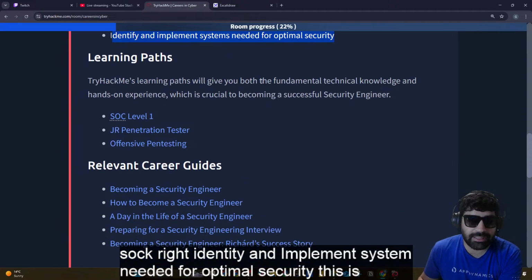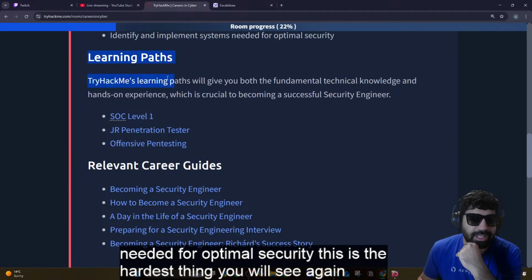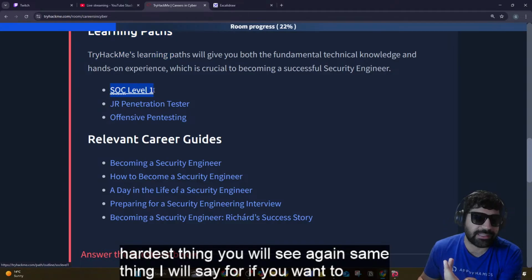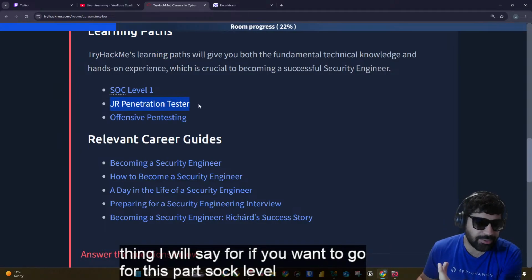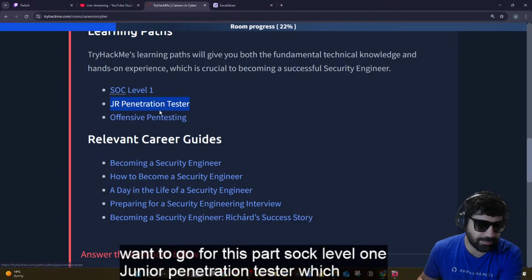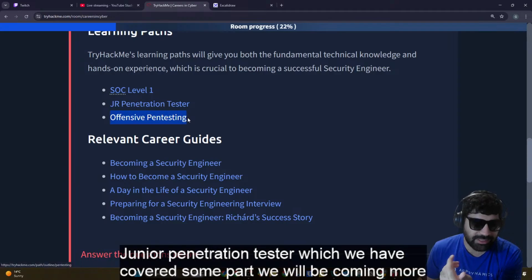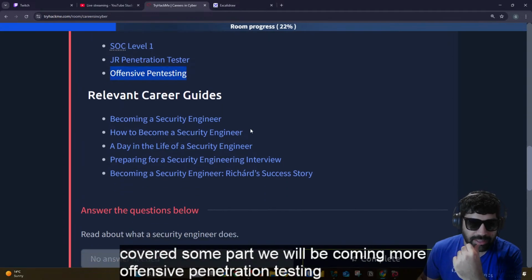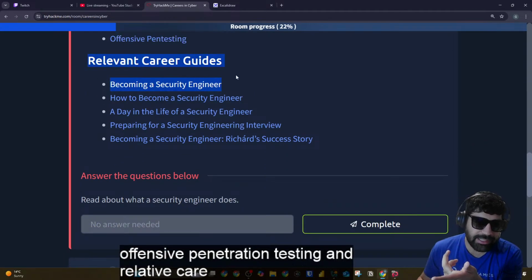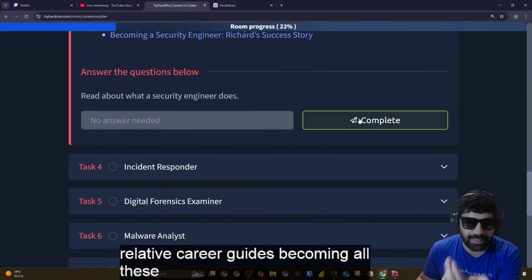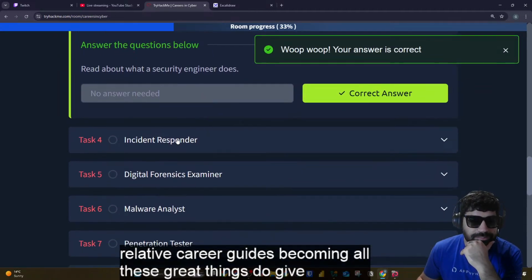This is the hardest thing you will see. Again, same thing I will say, if you want to go for this part, SOC level 1, junior penetration tester, which we have covered some part, we will be covering more. Offensive penetration testing. Ooh, I like that. And relative career guides, becoming all these great things. Do give them a read.